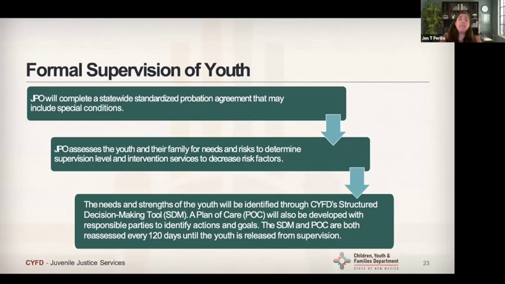They will assess youth and their family for needs and risks to determine what level of supervision is necessary and what types of intervention services might be needed to decrease the risk factors for that youth and family. And they use a structured decision-making tool to determine what those needs and strengths are, to develop a plan of care that will be developed to identify the actions and goals for that youth. And those are reassessed regularly until the youth is released from formal supervision.